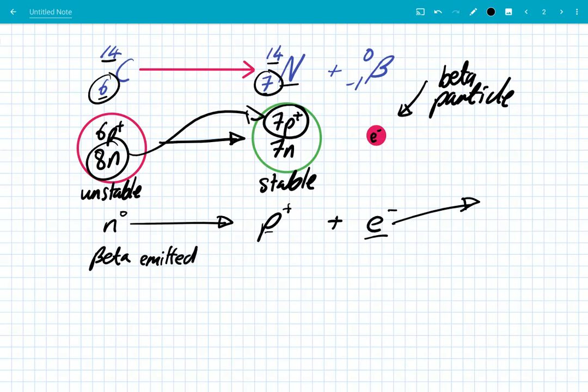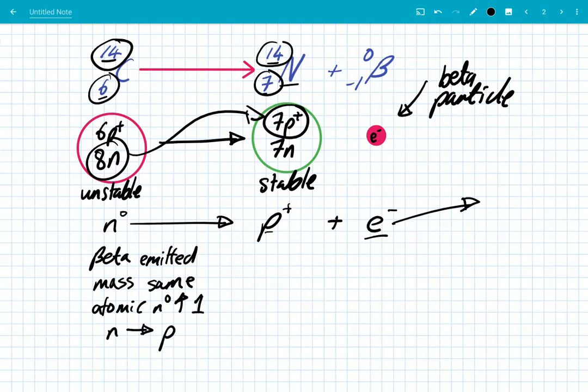Let's have a look at what happens to the mass number. The mass number is the same. We started with an atomic mass of 14, we ended with 14. And that's because the amount of particles in the nucleus, the amount of nucleons we call them, has stayed exactly the same. We had 14 to begin with in the carbon, and we still have 14 in the nitrogen. But the atomic number has actually gone up by 1. And that's because a neutron has turned into a proton and an electron. And if you remember the definition of the atomic number, it's the number of protons in the nucleus. So because we've got an extra proton, the atomic number has increased by 1.